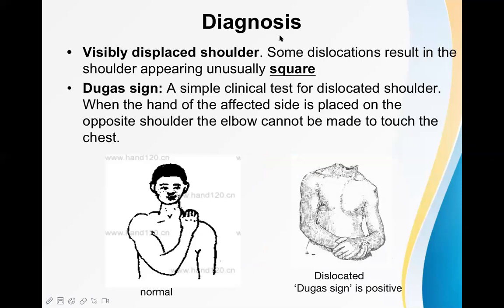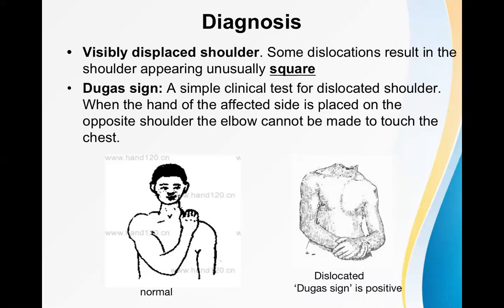So for the diagnosis, we need to examine this patient, and these are the typical signs. Visibly displaced shoulder, that's the picture we were seeing right now. Some dislocations result in the shoulder appearing unusually square, as the natural bulge formed by the deltoid muscle is lost. One very important sign mentioned in different textbooks is called Dugas sign. This Dugas sign is present in this case.